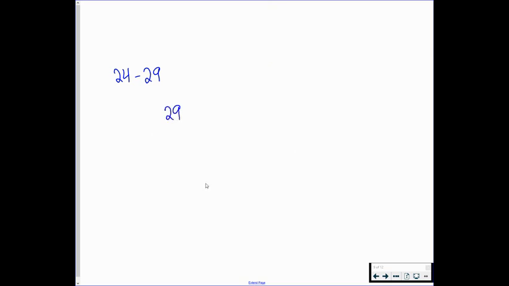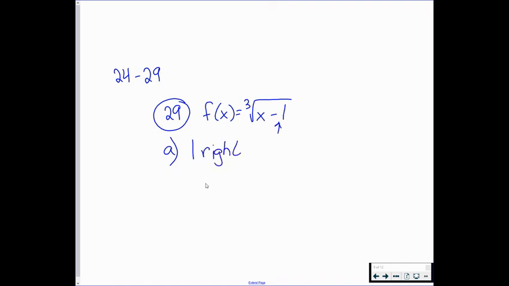On the last question on this section, question 29, the function is f of x equals the cube root of x minus 1. First, let's talk about the transformations. The minus 1 on the inside tells us to move the graph 1 unit to the right. Because it's minus 1, we're shifting it 1 unit to the right.